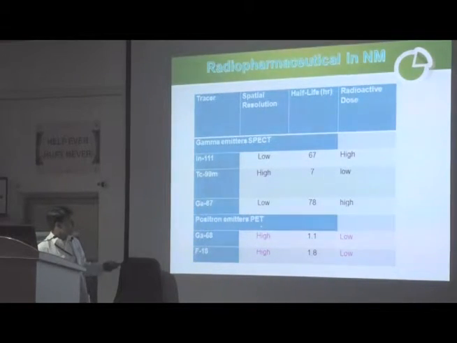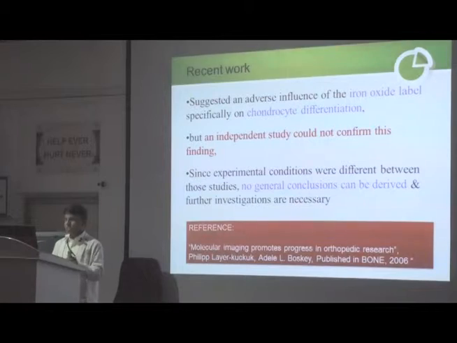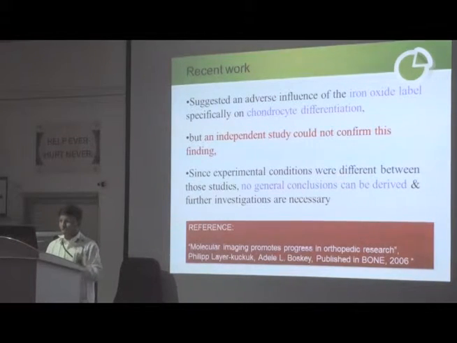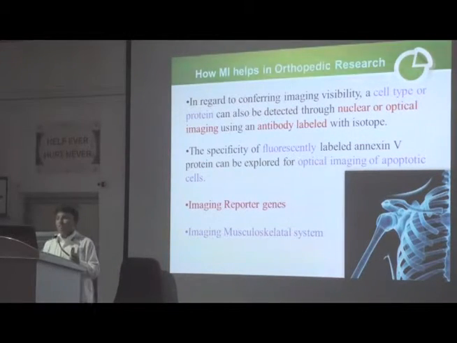The spatial resolution is very high when you go for PET imaging. Some reports suggest an adverse influence of iron oxide labeling on chondrocyte differentiation, but an important study could not confirm these findings. Since experimental conditions were different between those studies, no general conclusions can be derived and further investigations are necessary. And this has been published in the Journal of Bone. Here, molecular imaging helps in orthopedic research.